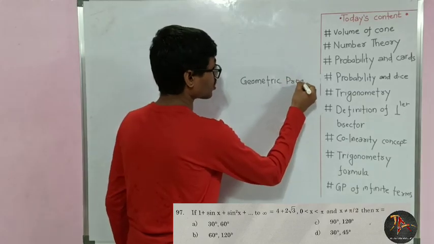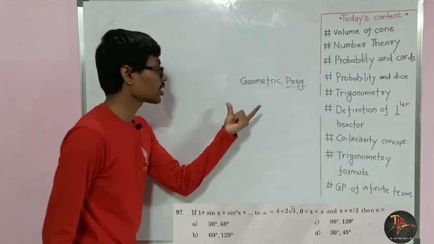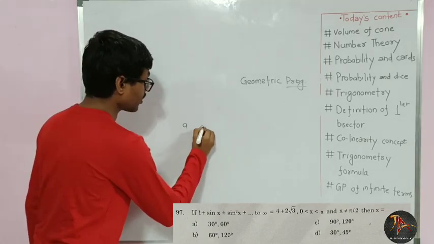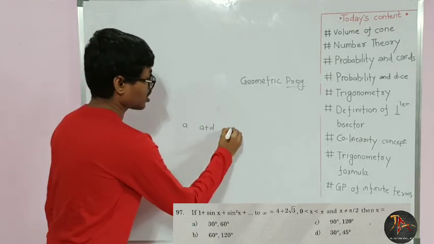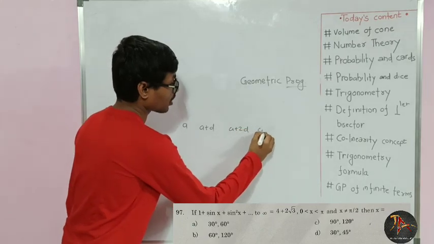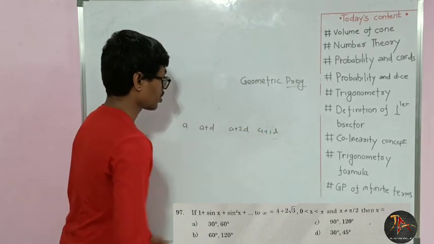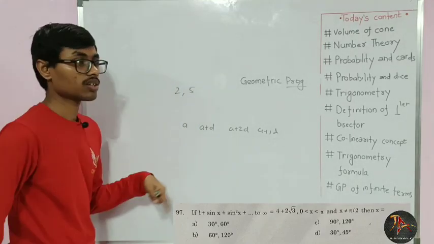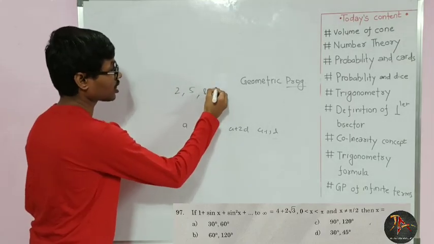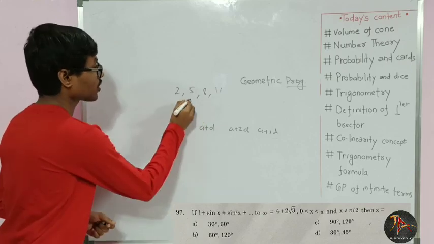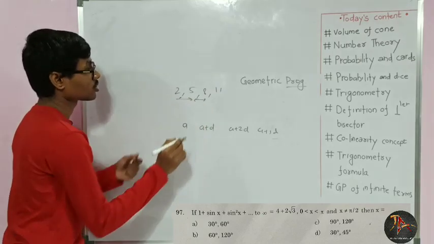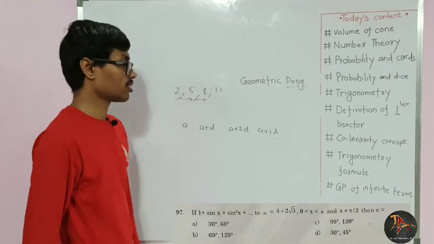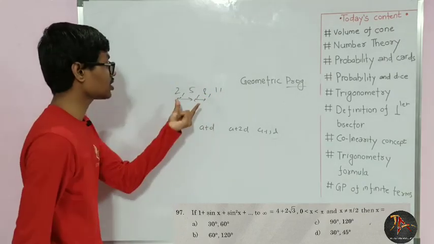Now in arithmetic progression, suppose the first term is a, so the next terms will be a plus d, a plus 2d, a plus 3d, and so on. We add a constant number. Suppose 2 is there, the next term is 5, the next term will be 8, the next term will be 11. So 5 minus 2 is 3, 8 minus 5 is 3, 11 minus 8 is 3. So the difference between two numbers is constant.